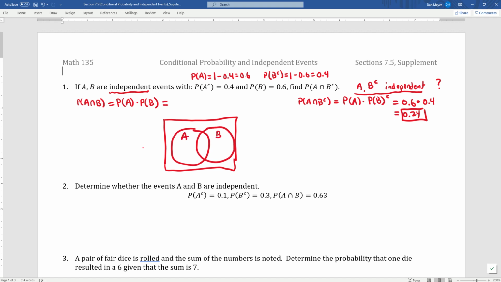The probability of the intersection is the probability of A, which is 0.6, times the probability of B, which is also 0.6, and that gives us 0.36. So that's the amount that goes in the middle. That's our intersection.